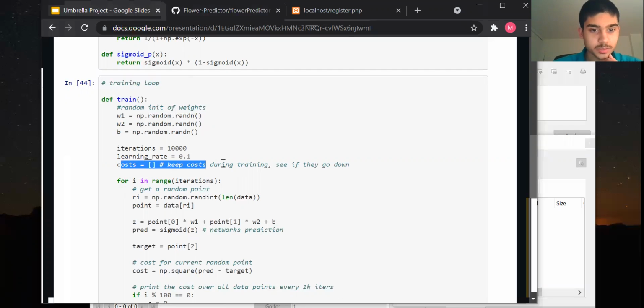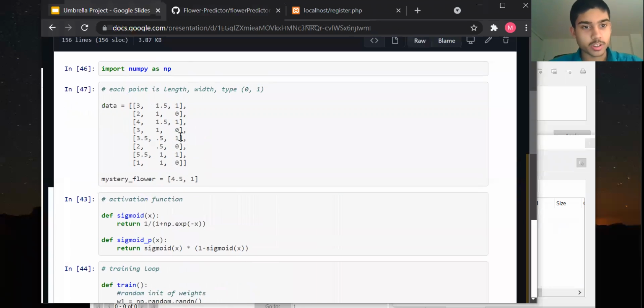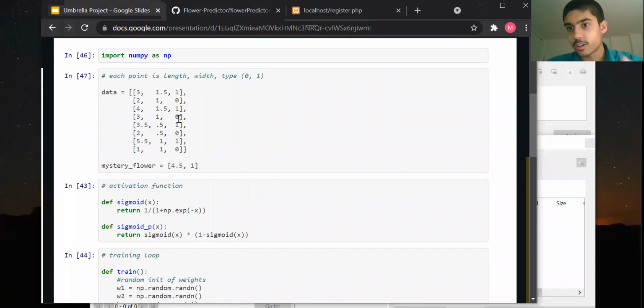And then we'll have a cost function, and the cost function is useful because what it will do is take the correct value. So we know what the correct value is, meaning, is the flower red or is the flower blue?